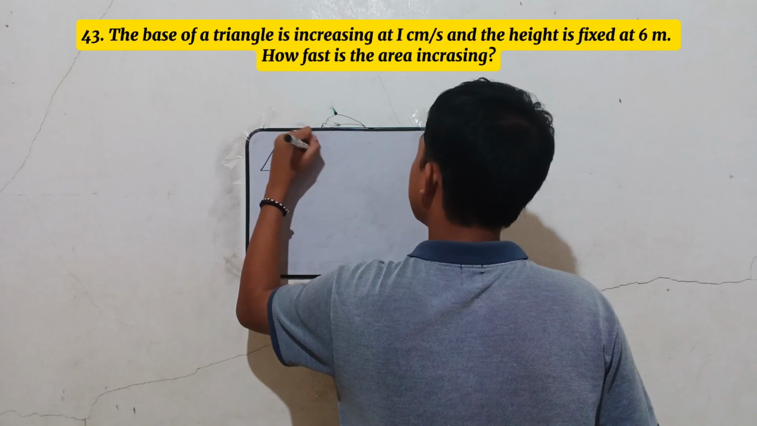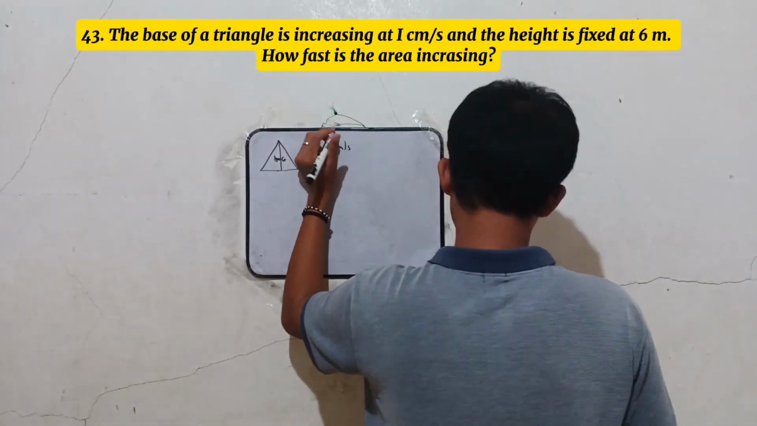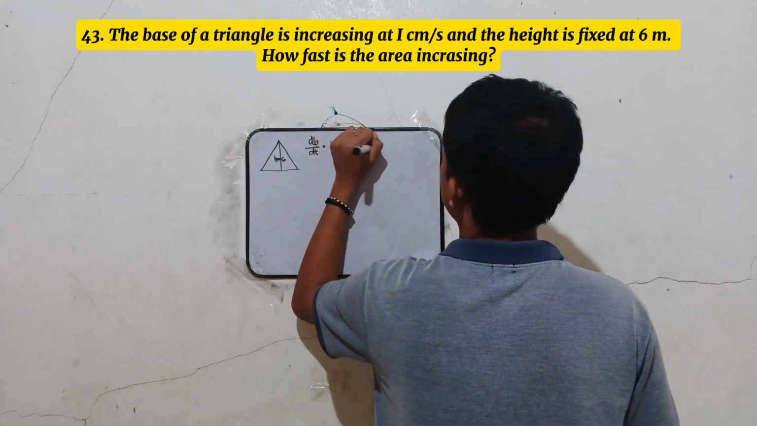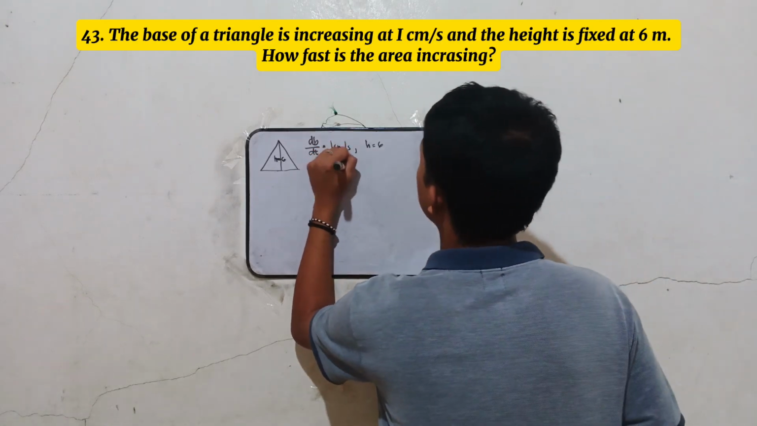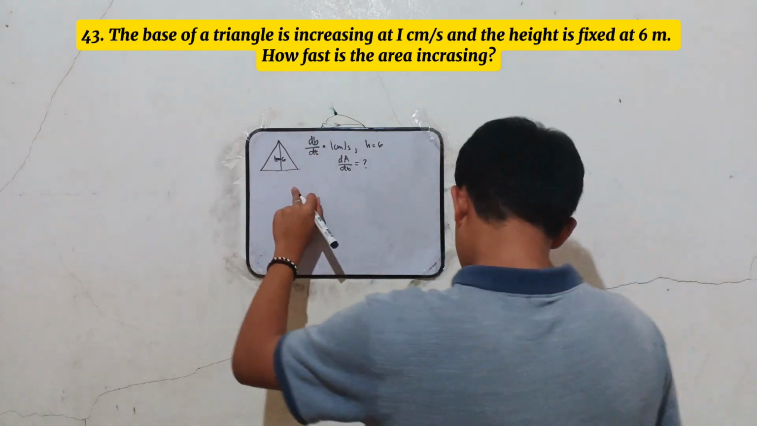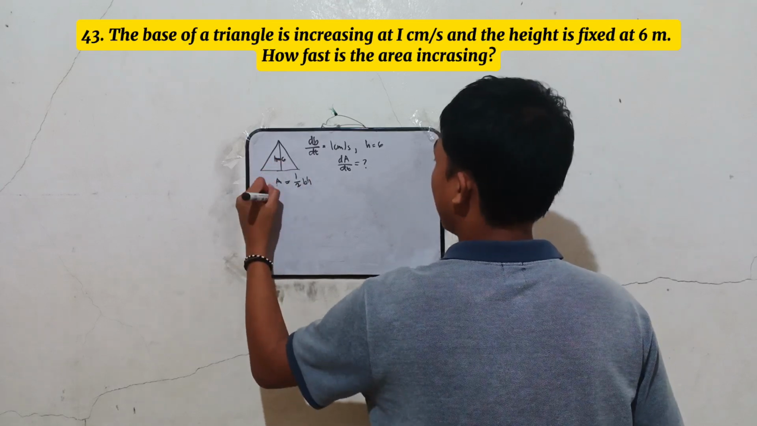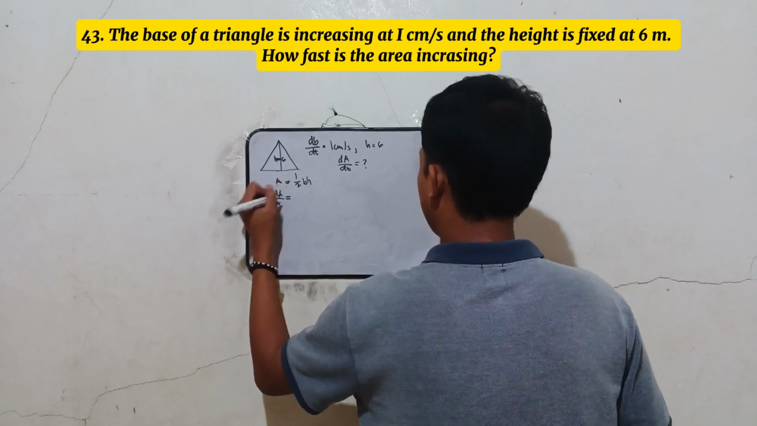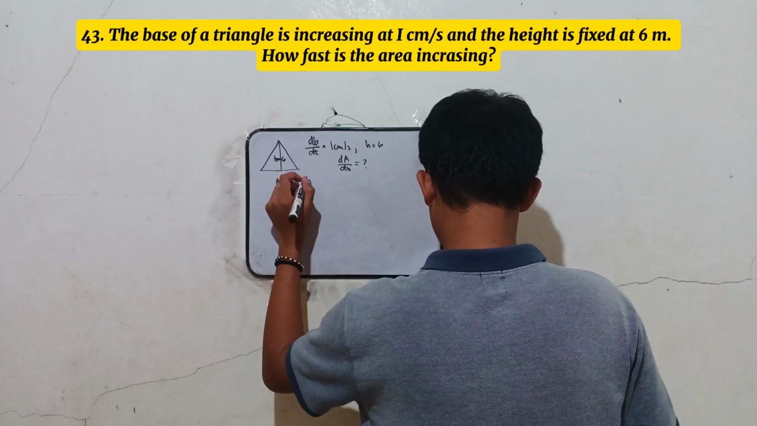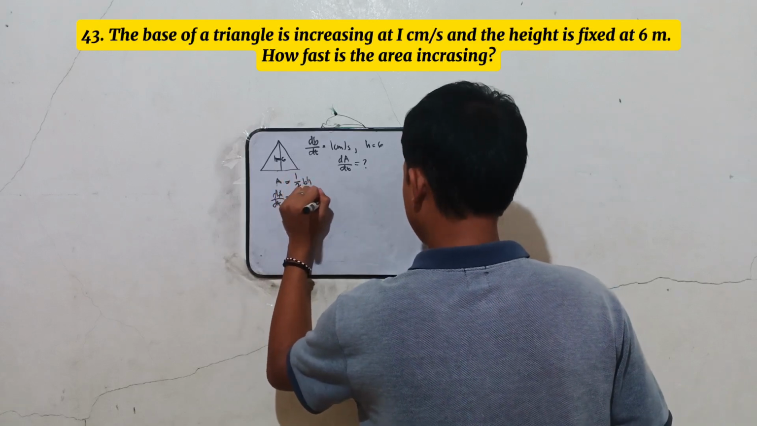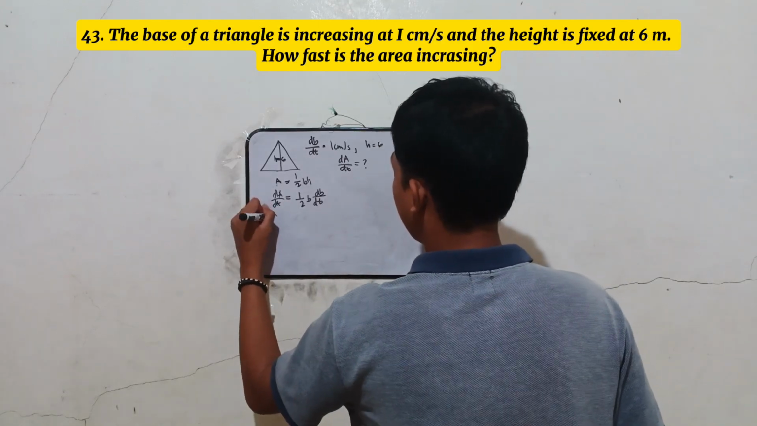So the derivative of base with respect to time, which was already given in the problem, is 1 centimeter per second. Then again our height is 6. And what we are tasked to find now is the derivative of area with respect to time of the triangle. So the area of a triangle is 1/2 base times height. So let's derive the formula. So this would become 1/2 h db over dt. So substitute the given values.